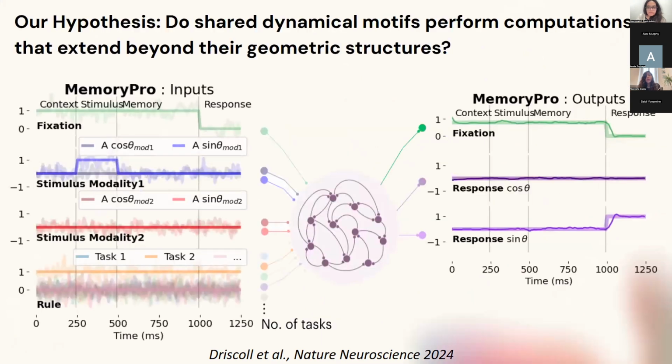So, with that, we try to understand, do these shared motifs perform computations that extend beyond geometric structures? We saw that in the work of Driscoll et al., they showed that the geometries of the fixed points are shared across different tasks, but we also thought that it would be crucial to understand the surrounding dynamics. So in this work, we used the trained net from Driscoll et al., which had 15 different tasks across 4 task periods, which Seidi is now going to explain further.